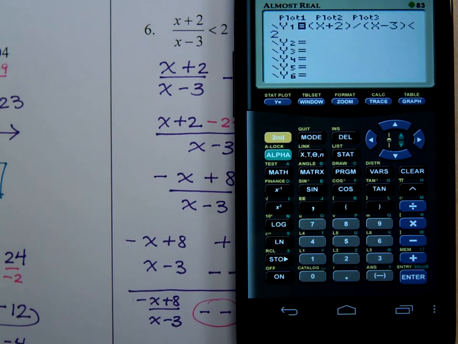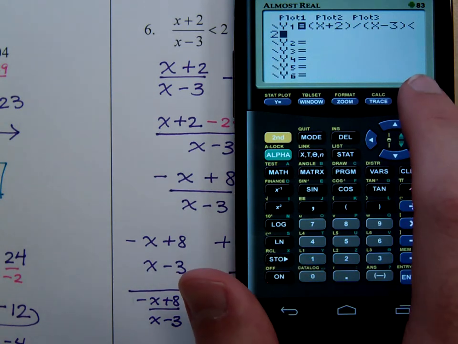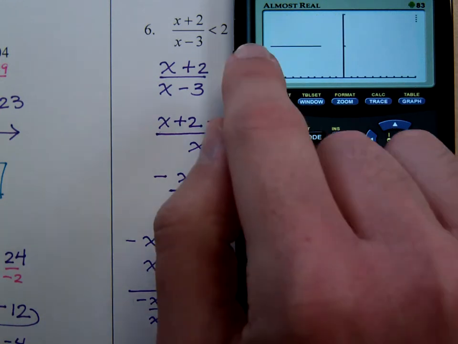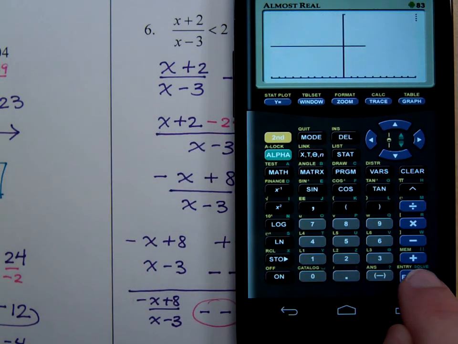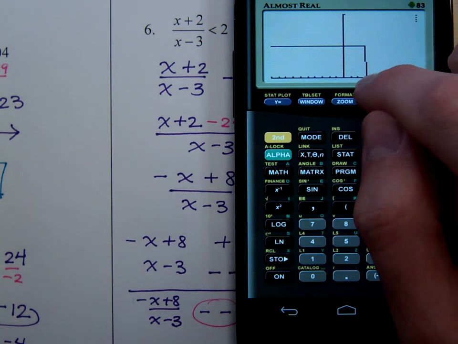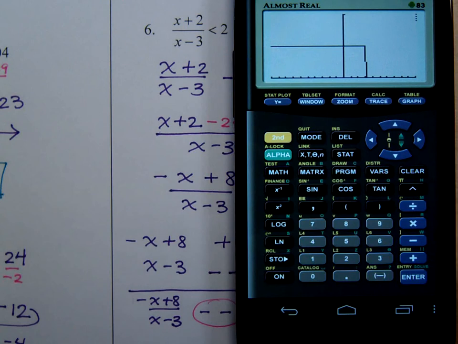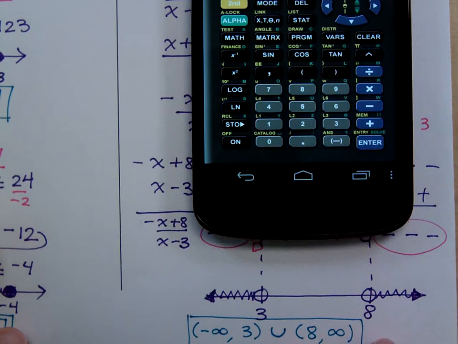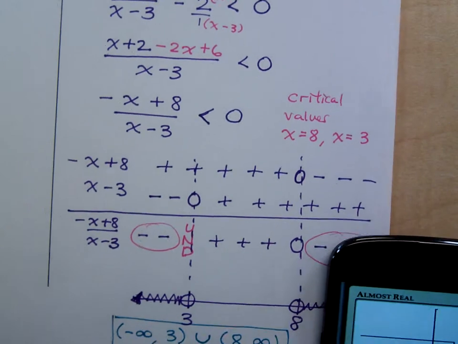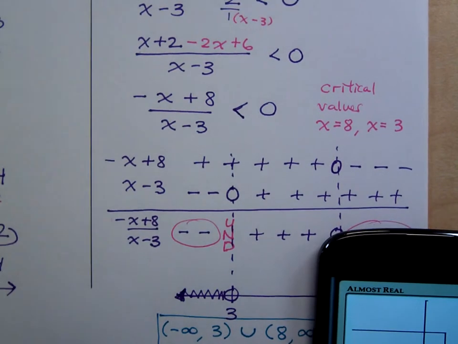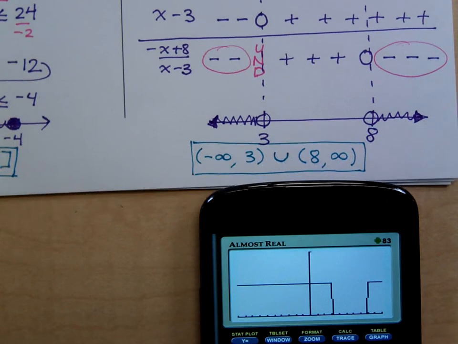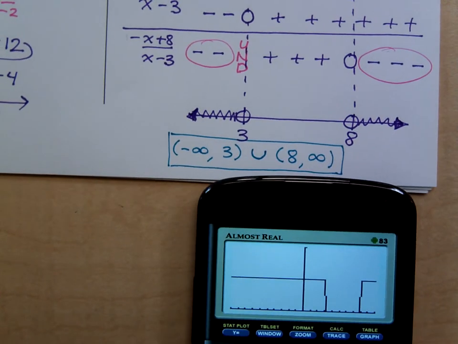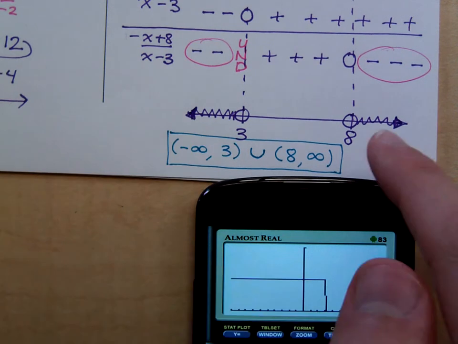Now, we are saying that it's less than 3 and greater than 8. Let's see if the graph agrees with us. So here it is coming over here, that's less than 3. See how it drops down here at 3? And it should pick back up again here at 8. And there it is. It's the same thing that I see with my interval notation with the graph: less than 3, and greater than 8.